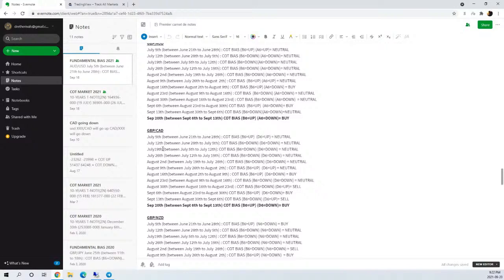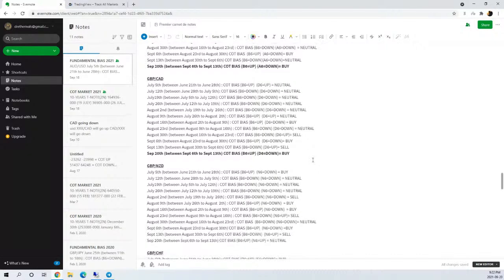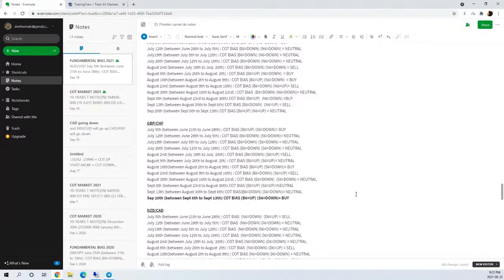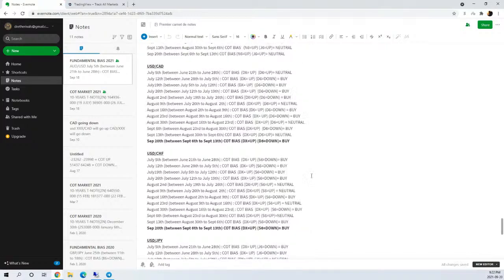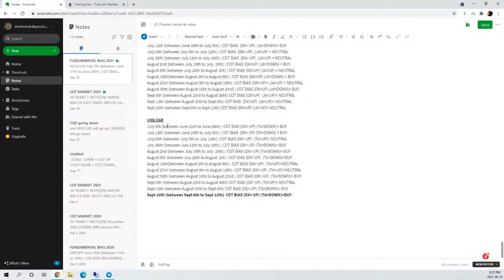We said we're looking to buy the British pound for the week because there was a big difference in the commercials. So we're looking to buy it. GBP CHF buy, NZD CAD buy, NZD CHF buy, USD CAD buy, USD CHF buy, and we have the USD ZAR for buy.